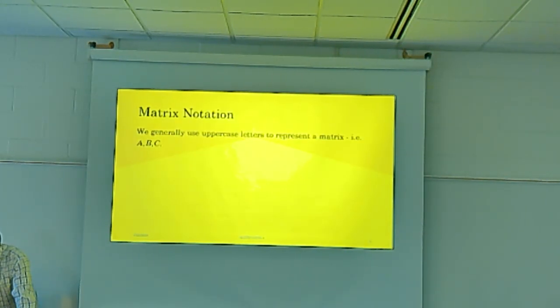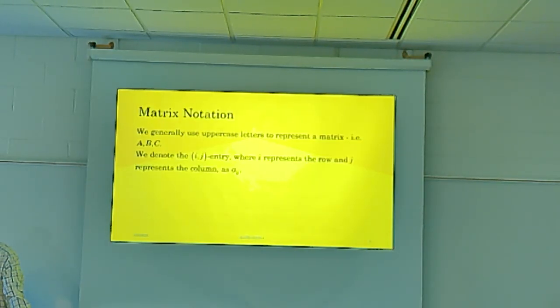When representing a matrix, we would generally use uppercase letters, so capital A, capital B, capital C, and so forth. We will denote the ij entry: i represents the row number, j is the column number. That's just A sub ij. So for instance, A sub 1,1 would be the entry in the first row, first column.